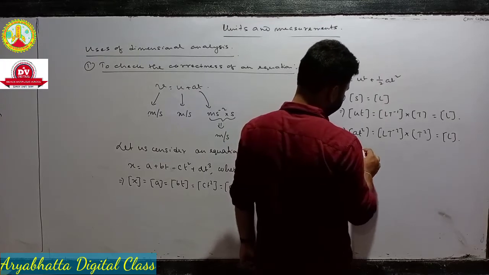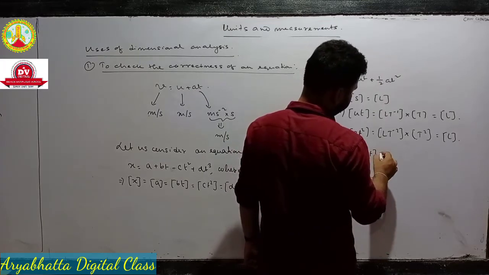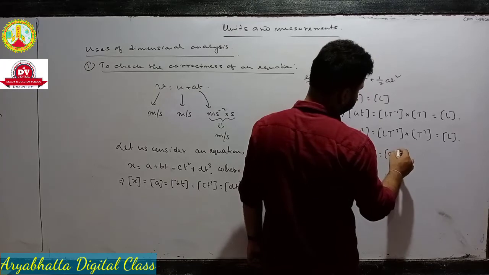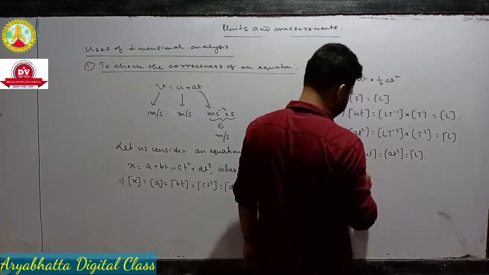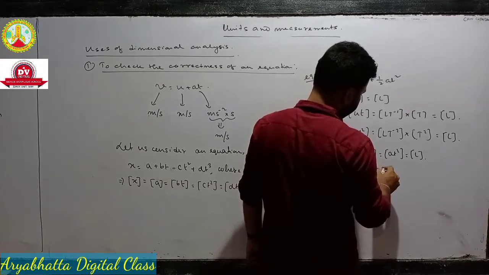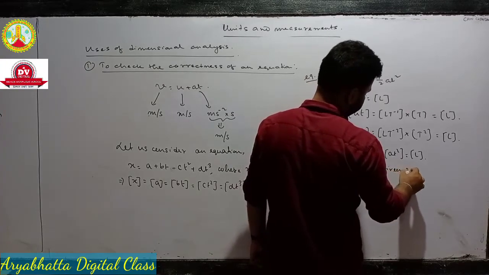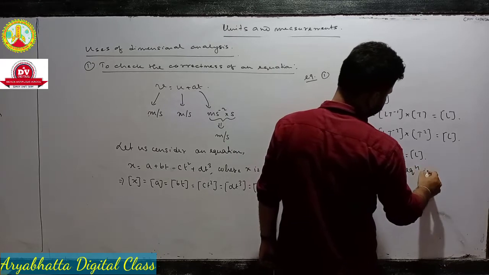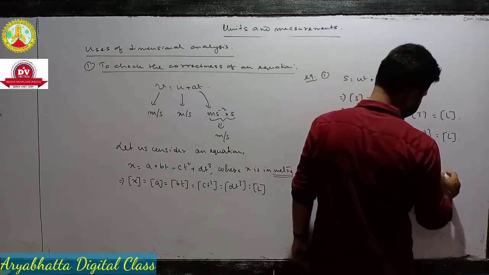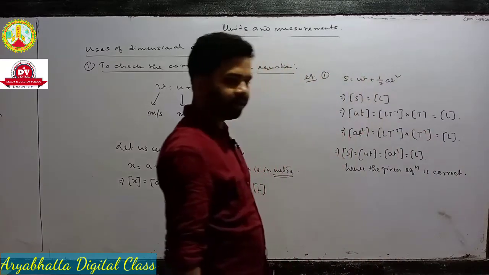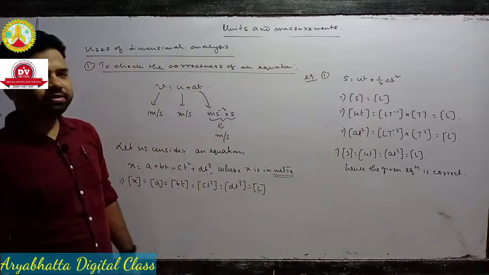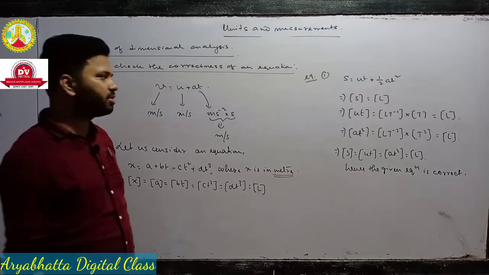So dimension of s is equal to dimension of ut is equal to dimension of at square is equal to L. Hence the given equation is correct. Okay, so this is the first use of dimensional analysis.